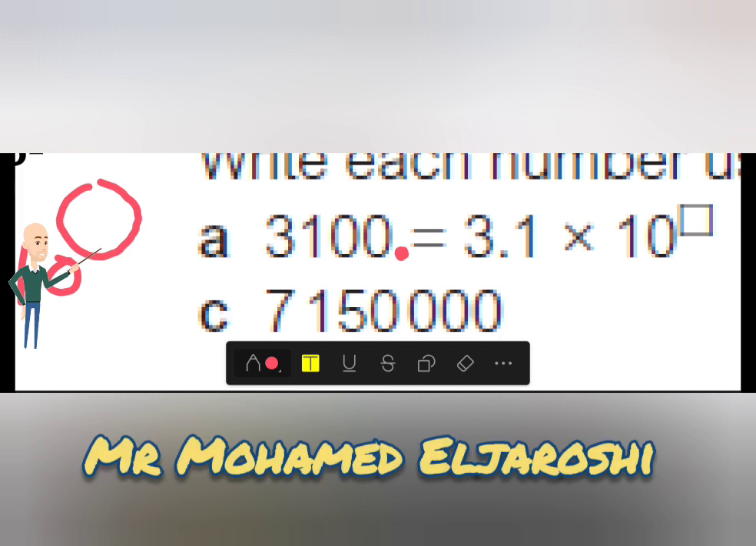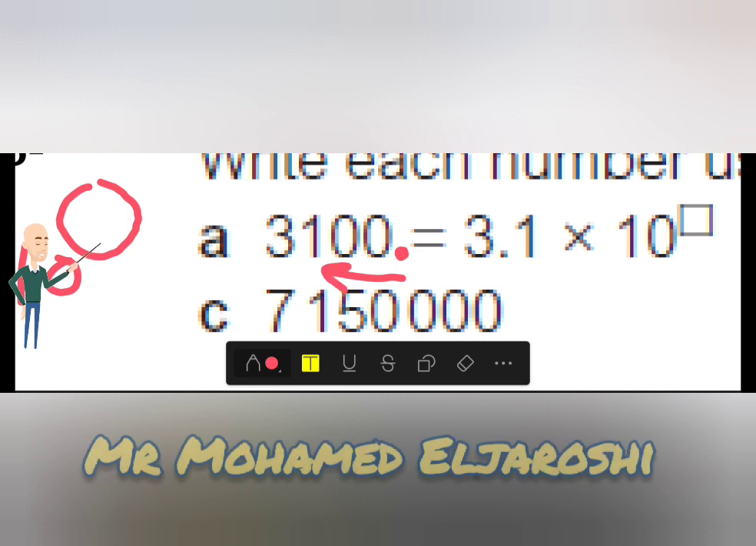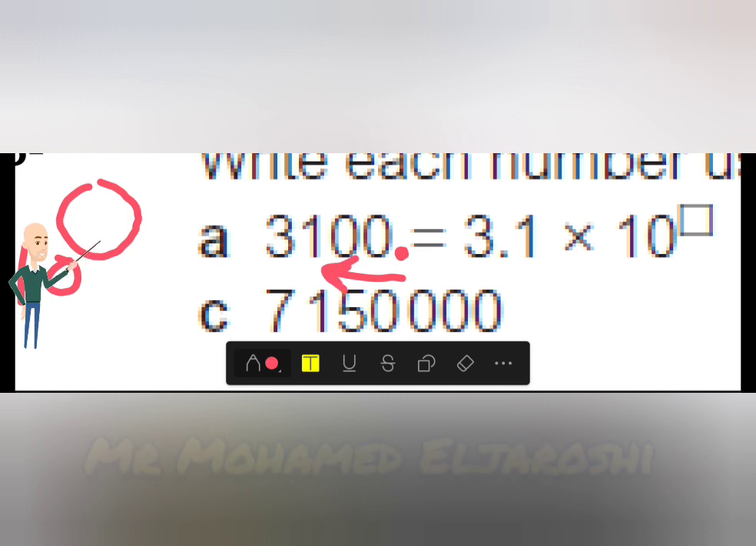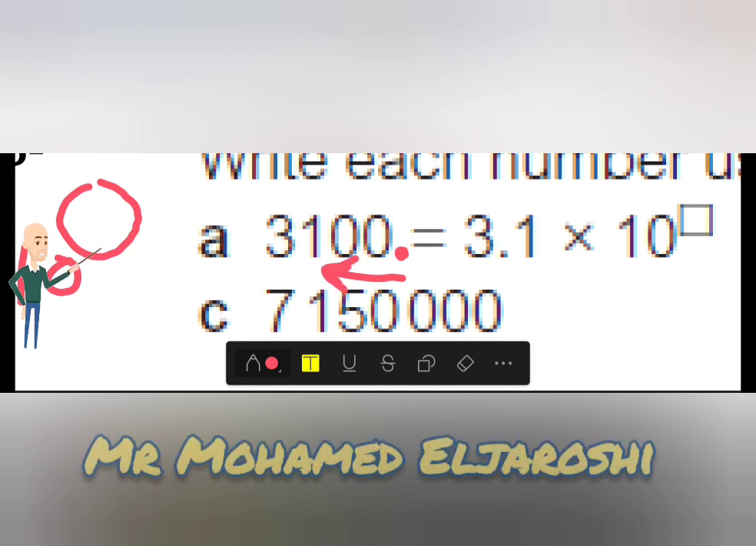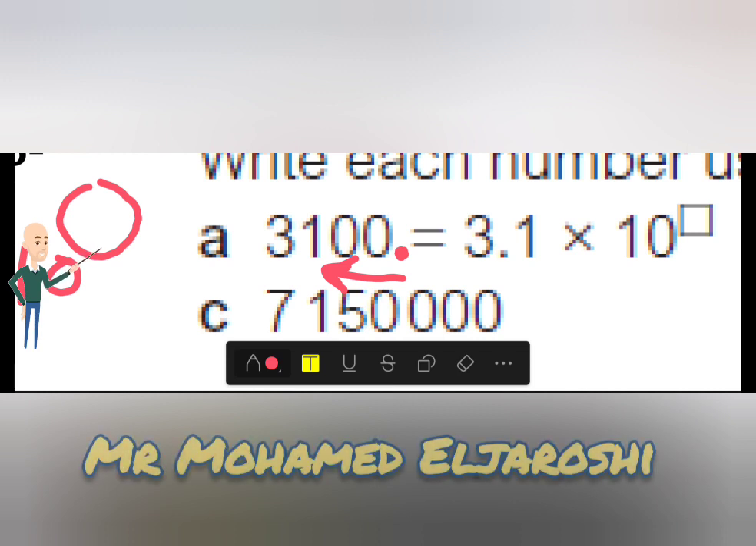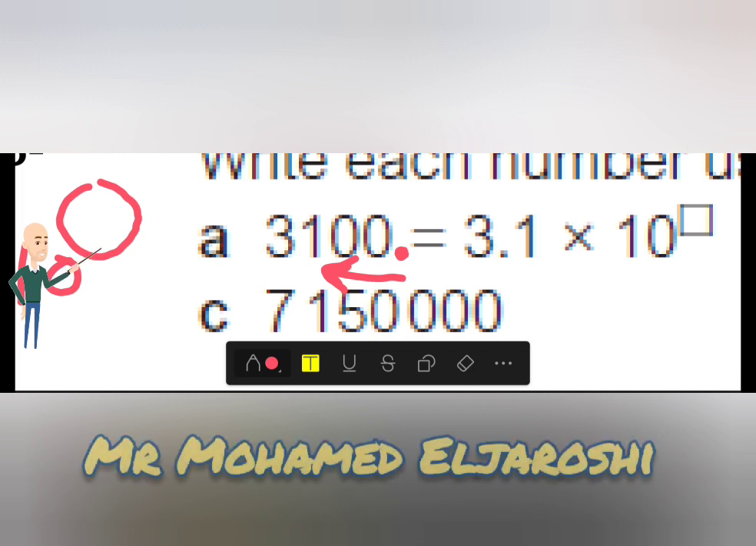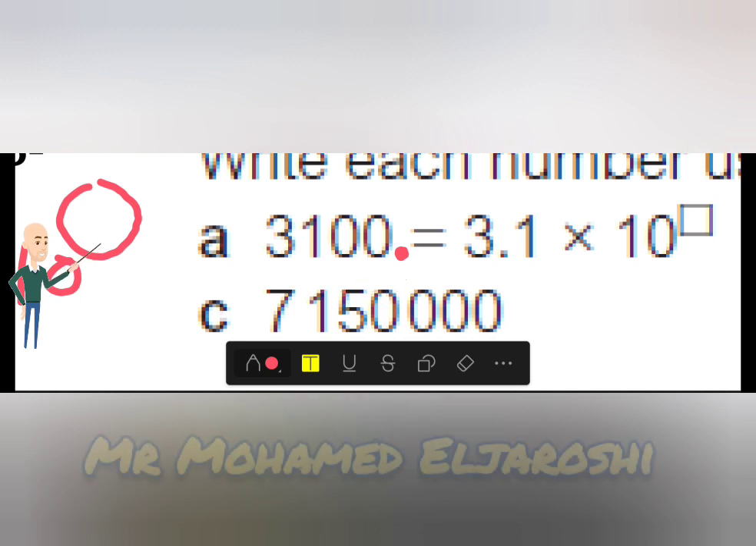Now, I want to move this decimal point to make the number between 1 and 10, as we did here. Now, I will move it to this side. If I'm moving to this side, it means that the power will be positive. Remember this. If I'm moving to this side, it means that the power will be positive. But if I'm moving the opposite side, like this, it means the power will be negative.